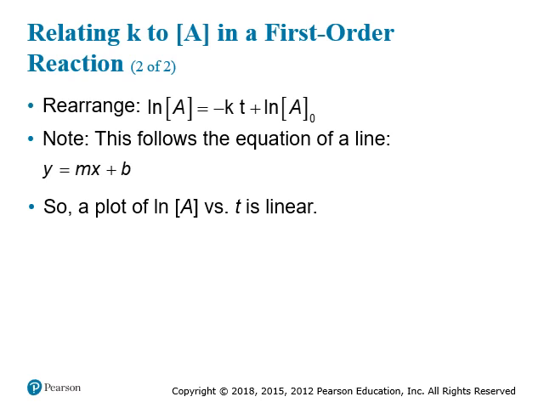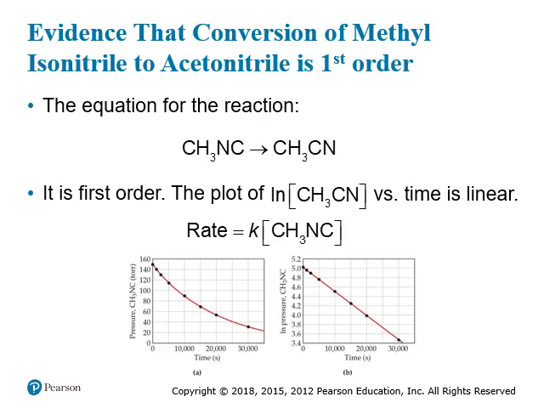So if we were to plot the natural log of A versus time, then we would see a straight line. Here we see further evidence that the conversion of methyl isonitrile to acetonitrile is indeed a first order process. If we look at the left graph, we see the relationship between pressure and time.